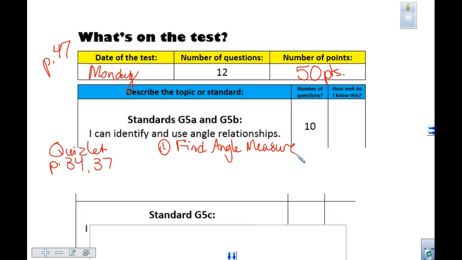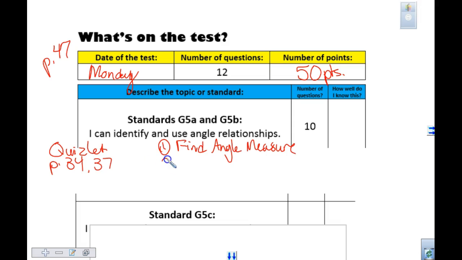And it probably isn't going to be just a straightforward triangle where I give you 2 angles and you just find the third one. It's going to be like a multi-step question, right? Like you might have triangles within triangles, and I'll show you one on your homework. So you have to find angle measures. That's going to be part of it.